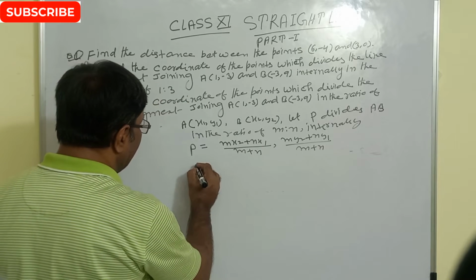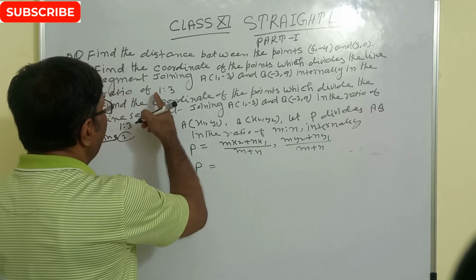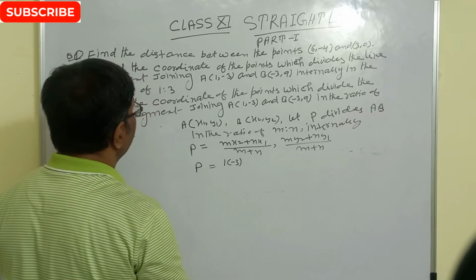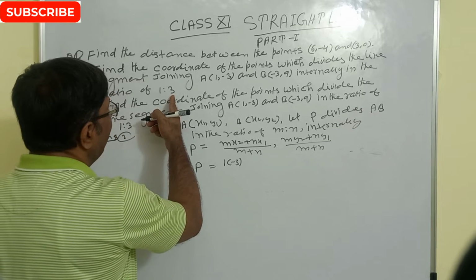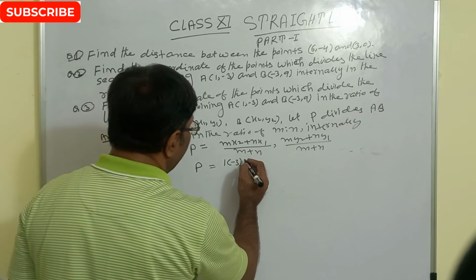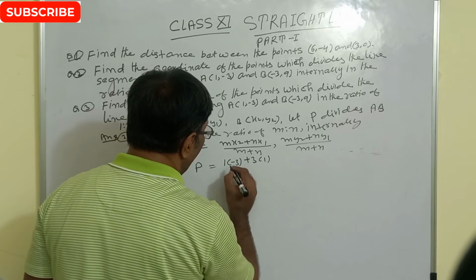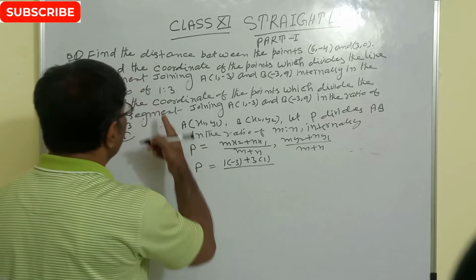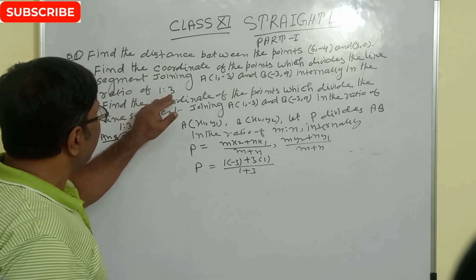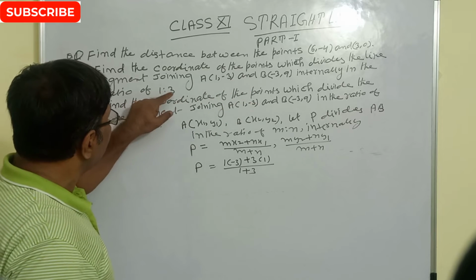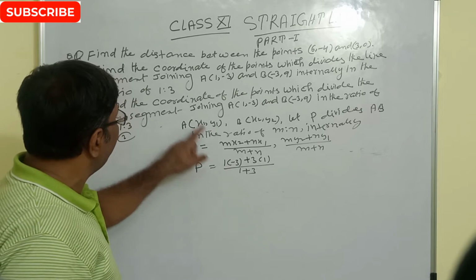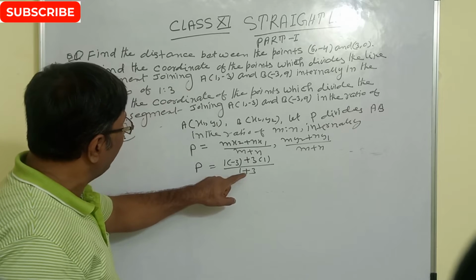So we can write P equal to mx2. m is 1, so 1 into -3, and this is n, so 3 into x1, that is 3 into 1. And here the sum of ratios, so 1 plus 3. Again, you see, this is the ratio 1 is to 3, A and B, so m is to n. So this is m into x2, that is 1 into -3, and in the same way n into x1, 3 into 1, divided by 1 plus 3.